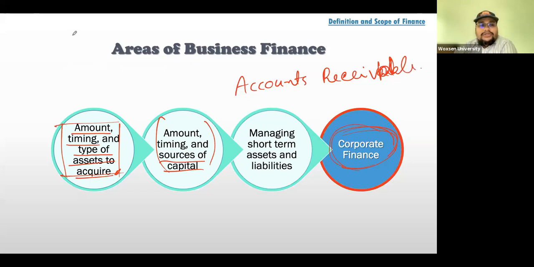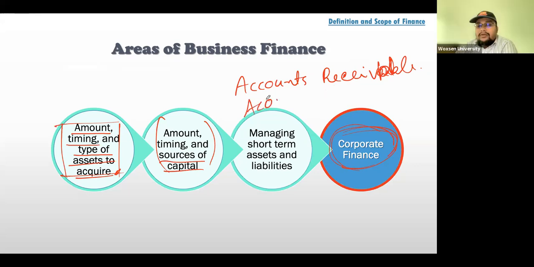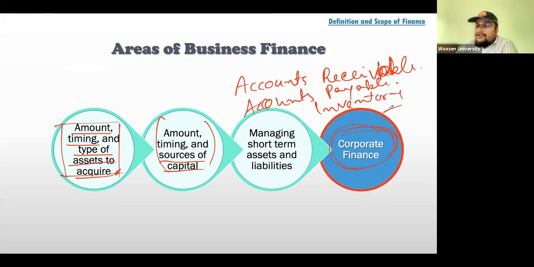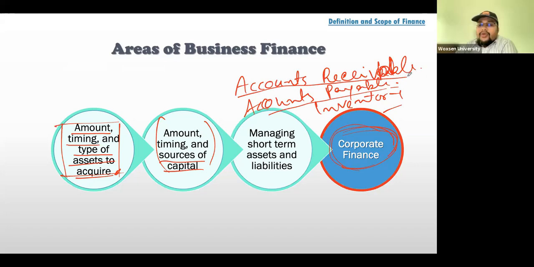You already know about accounts receivable, right? Yes, sir. You also know about accounts payable. Okay, you know about inventory. So are these current items or fixed items, long-term items? Sir, inventory is a long-term item, sir. No. Inventory is a current asset. Accounts payable is a current liability. Yes. Current asset.